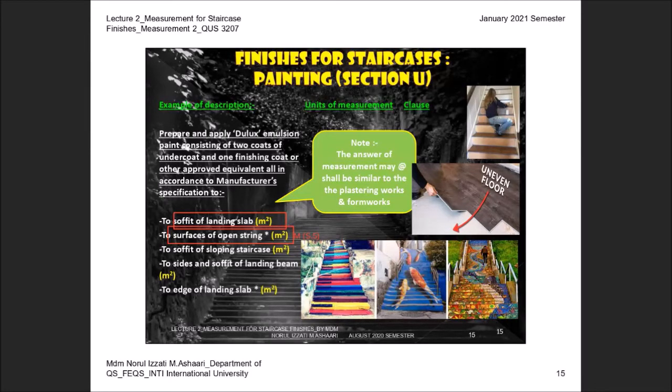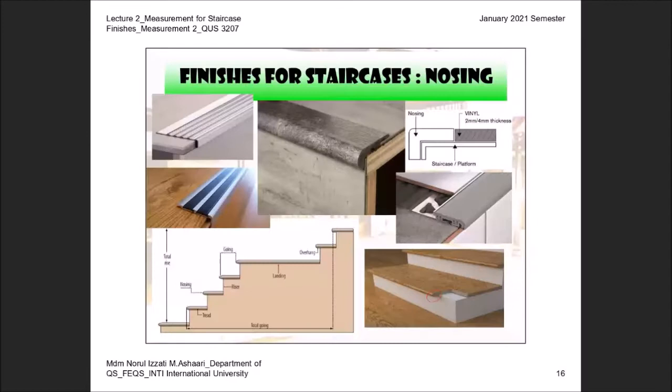Okay, but in section U, there are different rules. If the curve is not exceeding 300 mm, you have to measure in meter. If the curve is more than 300 mm, you have to measure in meter square. This is the basic rule. Okay, can everyone take note on this one? This is under section U. The rest are all similar to your screeding or plastering.